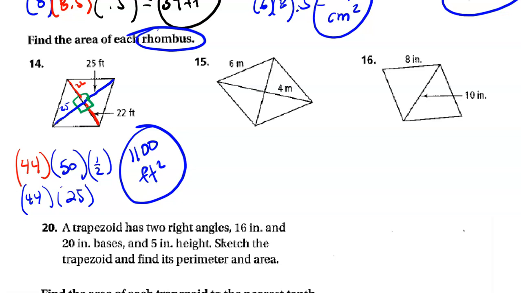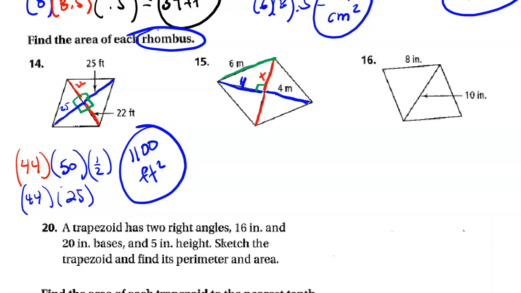Number 15. Ooh, this one's a little trickier. So this one I have a 4, which tells me that this side is 4. But they don't give me anything on the other diagonal, this red diagonal over here. I have nothing going on there. So what I'm going to do is call that X. And I'm going to use this right triangle right here because the diagonals are 90 degrees.